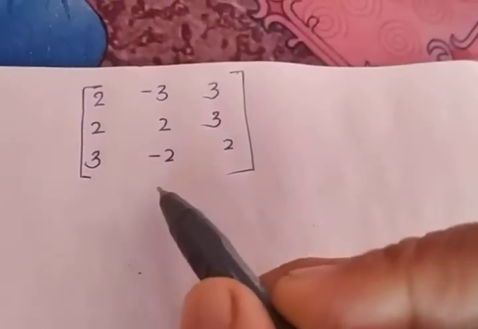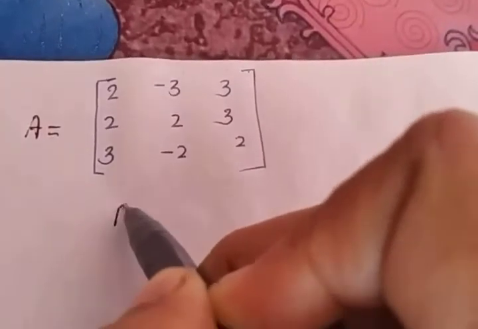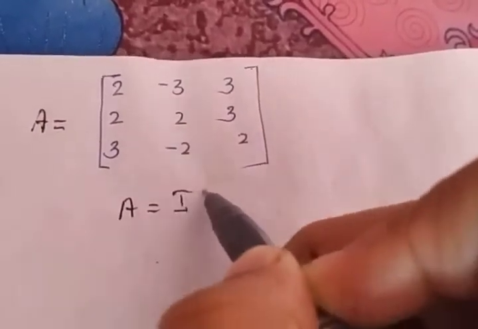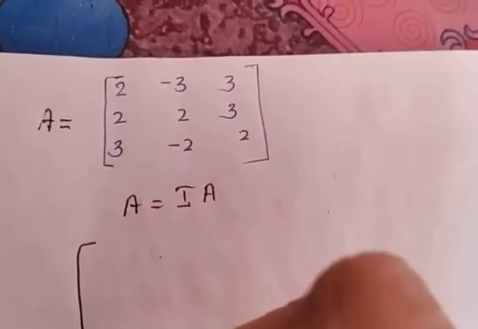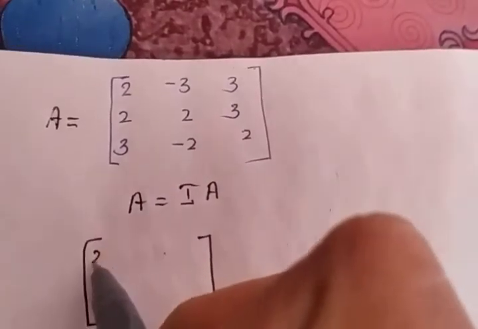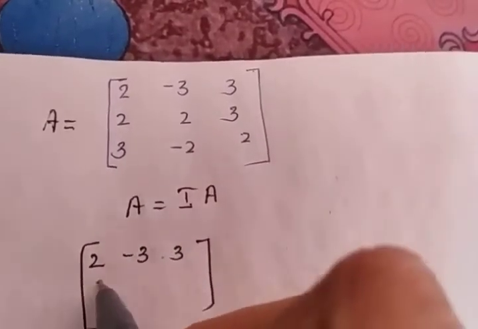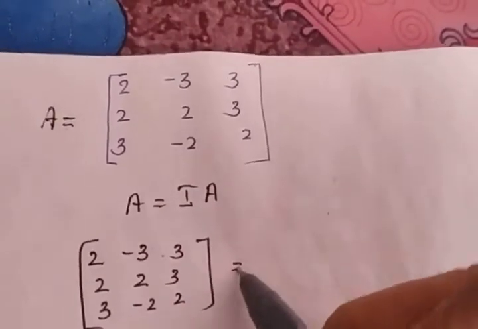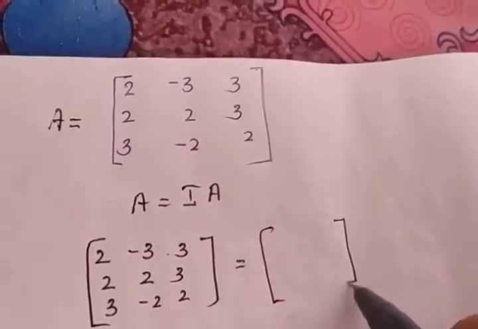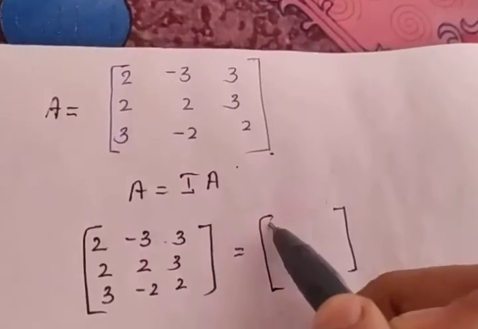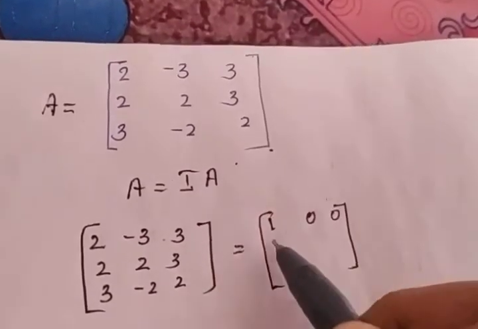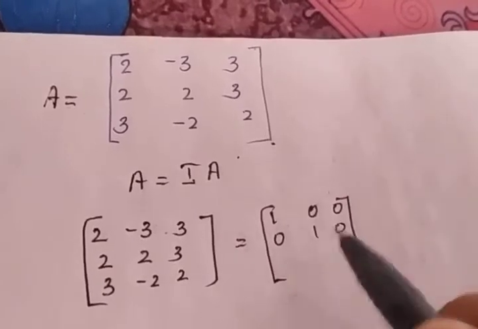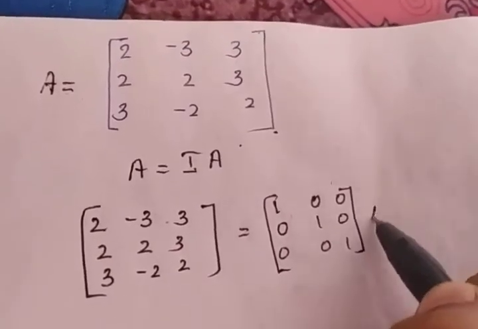So next we will take a 3 by 3 matrix. I am naming the matrix as A. And the first step is take A is equal to I into A. So left side we will give the matrix 2 minus 3, 3, 2, 2, 3, 3 minus 2, 2. And right side we have to write the identity matrix. Since A is of order 3 by 3, we have to write the identity matrix of order 3. So 1, 0, 0, 0, 1, 0, 0, 0, 1 into A.